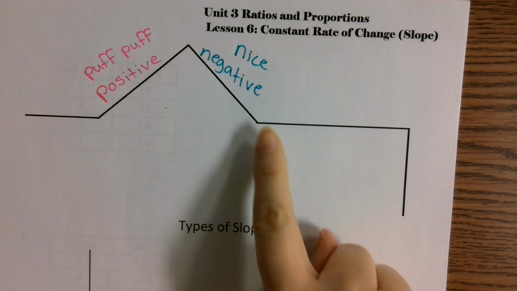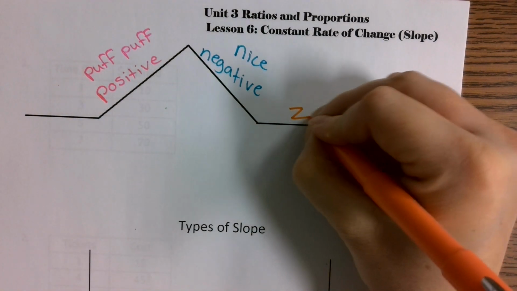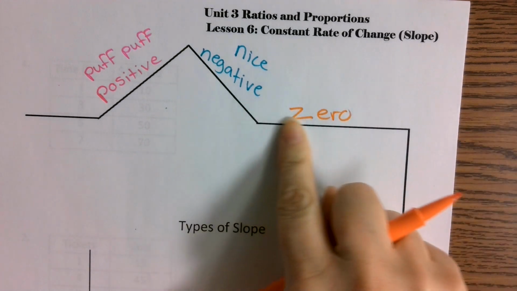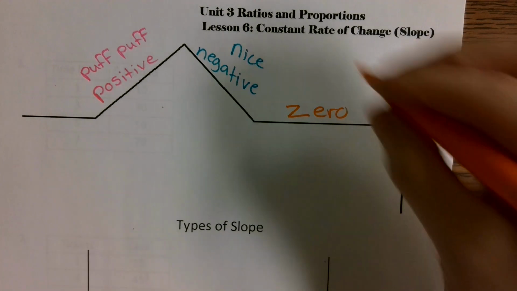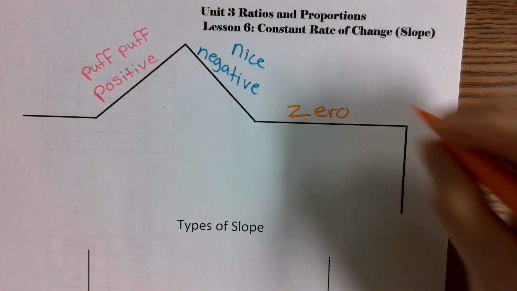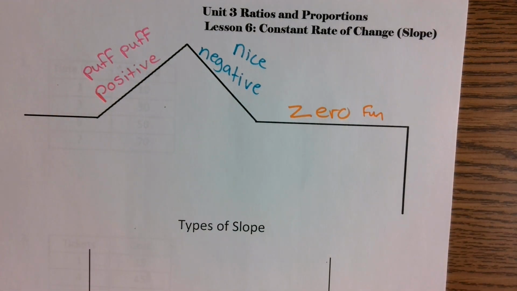Okay, then you get to this flat part. The flat part, he said, is zero fun. Maybe when you're riding a bike, it's not that big of a deal, but if you're walking through the snow, it's boring. Okay, especially if you got the skis on. It's not fun at all. So that's why it's called zero. It's a flat horizontal line. You have absolutely no incline. There's no going up, there's no going down. It's just flat and zero. So it's zero fun.